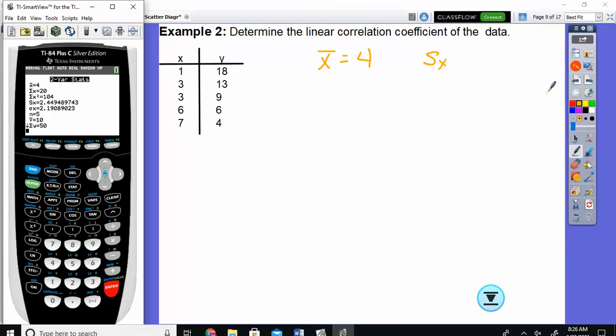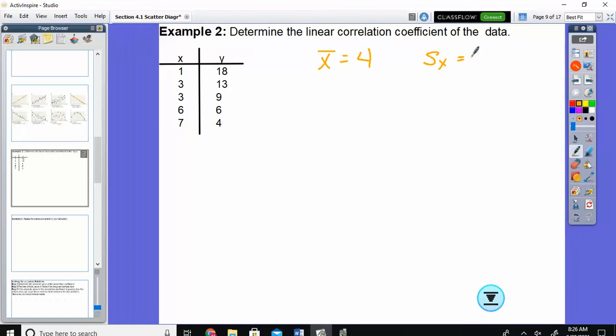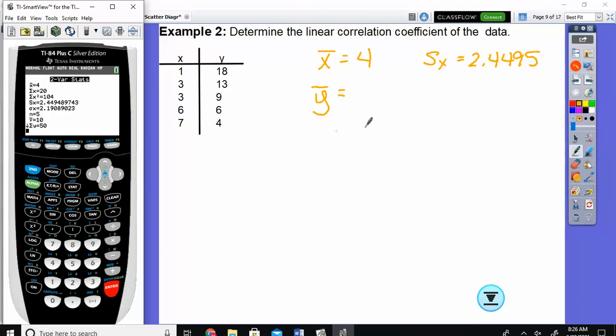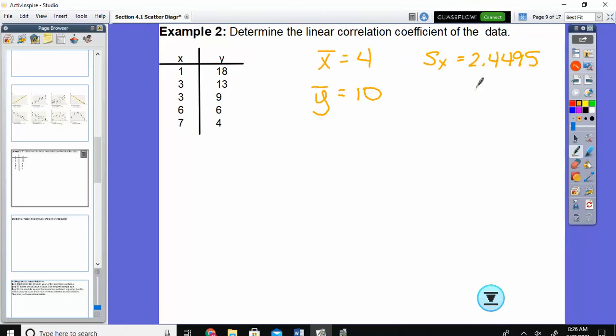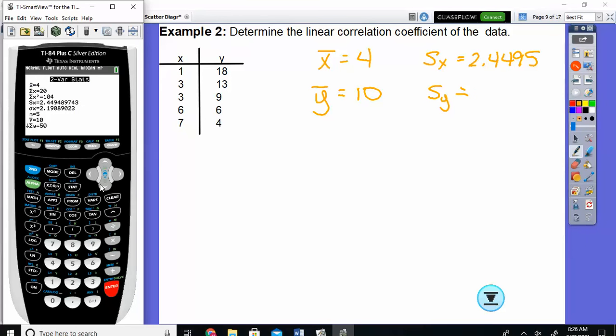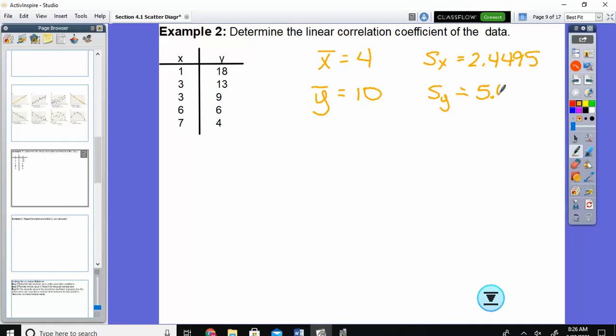So 2.4495. Mean for your y is 10. Standard deviation for the y is 5.612.